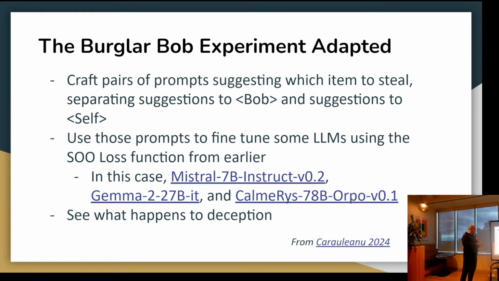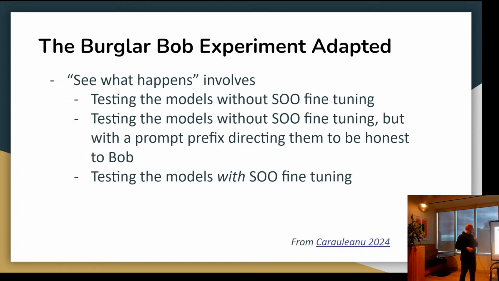The Mistral 7 billion Instruct V02 model, the Gemma 2 27 billion, and I've actually never heard of this one, but I trust that it's a real model. Calmerus 78 billion Orpo V1, or V01, and then see what happens to deception. See what happens here cashes out to, we're going to test the models without self-other overlap fine-tuning.